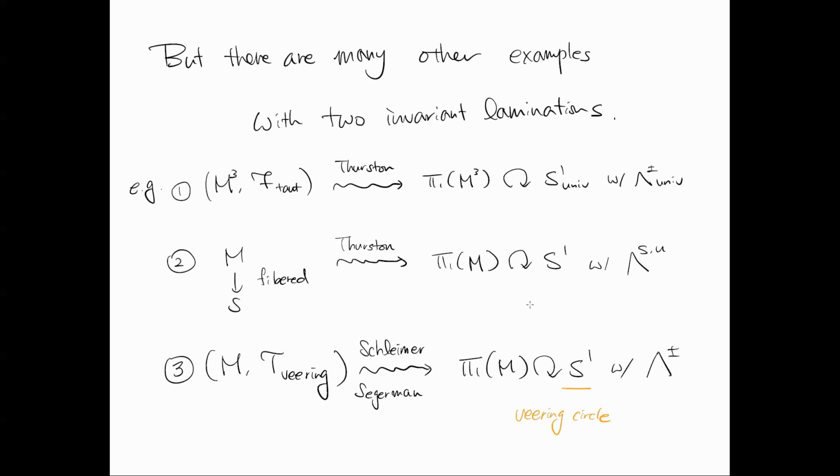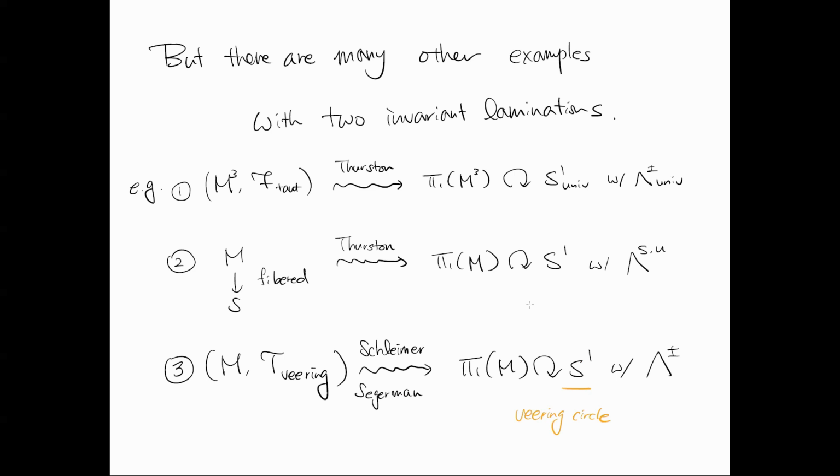Another source of examples is a more recent one. There's a series of papers by Saul Schleimer and Henry Segerman thinking about so-called Veering triangulations of non-compact 3-manifolds. I'm not going to define what a Veering triangulation is in this talk, but if you have such a nice class of triangulations, this is an ideal triangulation, by the way, you also have a way to construct a faithful action on S1 by the fundamental group, which they call the Veering circle, because the circle is constructed from the structure of the Veering triangulation. And it also has a pair of invariant laminations.